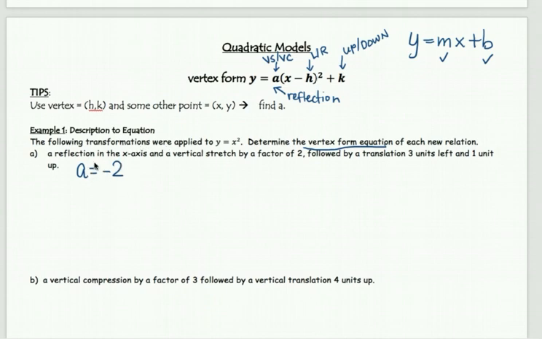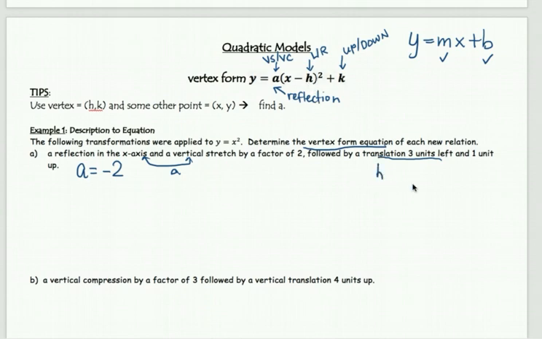All right, so reflection in the x, vertical stretch by a factor of 2. Okay, we got our a. I'm telling you that there's been a translation left. So this one here, what letter is that? These two here were the letter A, but what letter is it when it goes left and right? Oh right, it's the H.